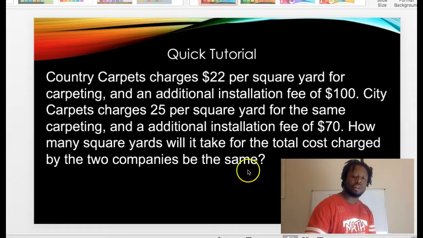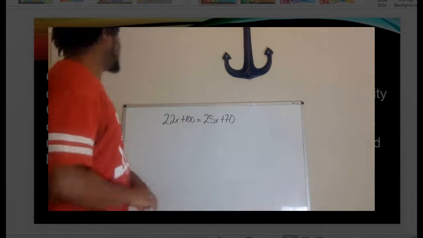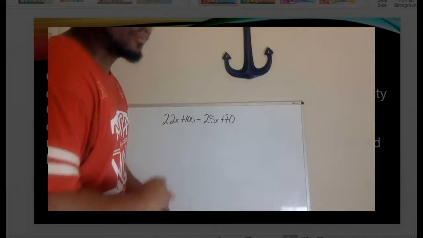So we know that we're dealing with equations with variables on both sides. And remember I said, what is the what? Here's my what: how many square yards? So square yards is my variable. Everywhere I see square yards, you put your x or your y or whatever variable you want there. That's why I have the x by the 22 and the 25, because in the problem that represented yards.